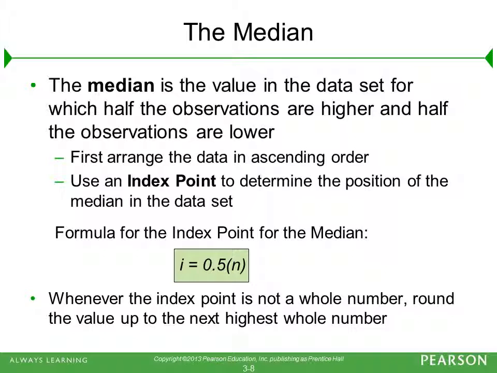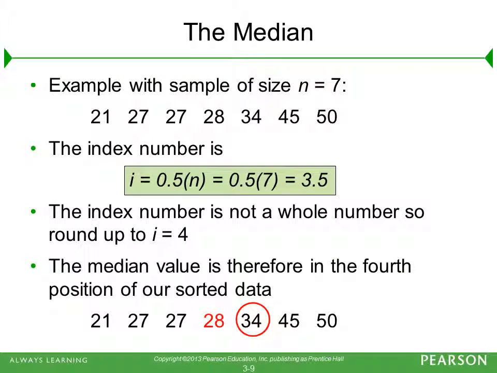If you have an even number of observations, you average the two middle values. So here's an example of the median. You have these numbers: 21, 27, 27, 28, 34, 45, and 50. Total 7 of them. And the midpoint of the data is 0.5 times n, or half of n, which is 3.5.